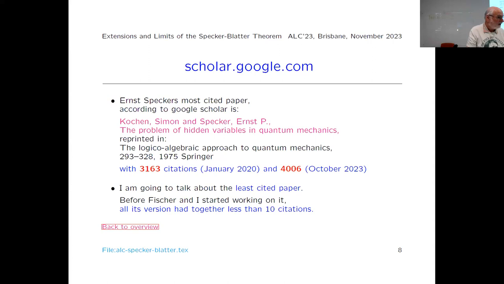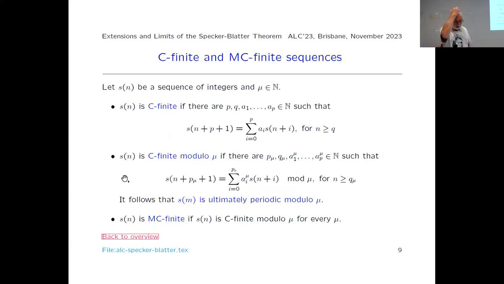Now, I'm going to talk about the least cited paper, and actually before Eldar Fischer and I started to work on it, there were less than 10 citations for all the four papers I cited before together. Now, what was the next step besides counting topology?